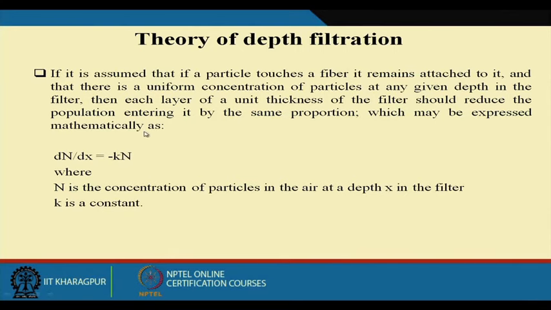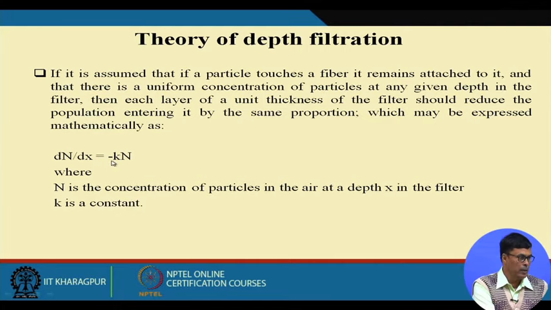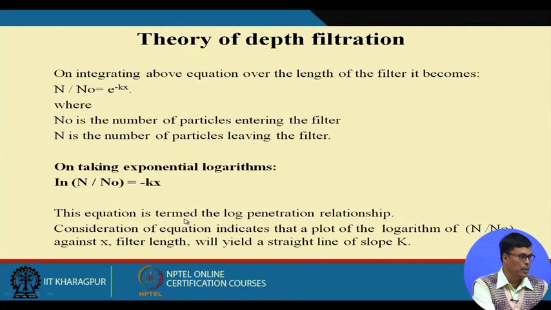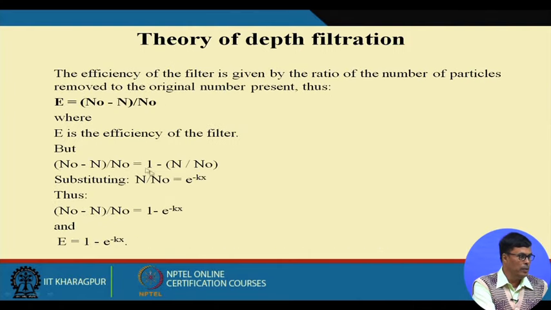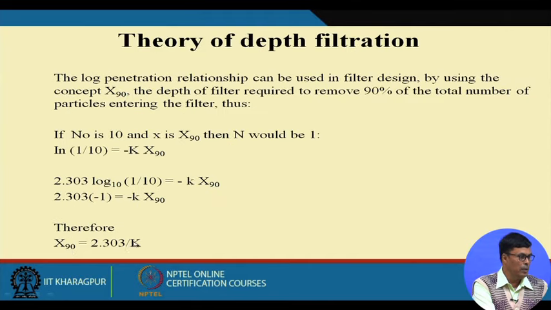This is the depth filter, where the rate of removal of the particles can be expressed like this, dN by dx, where x is the filter depth and N is the concentration of the particles. This follows first order kinetics, and we can express N by N0 like this. Then we can easily calculate this value, and we can find out for 90% removal what the expression will be.